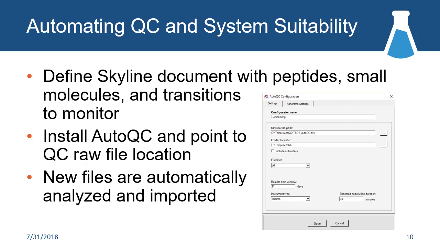Essentially, what you do is you define a Skyline document with things that you want to be monitoring in terms of peptides, small molecules, transitions, etc. You tell AutoQC where to look for newly acquired sample files rolling off the instrument, and then you just let it run in the background, and it will detect a new file coming in and analyze it, within a minute in most cases, because they tend to be pretty small. That gets imported into Panorama, and you've got new data points on your longitudinal plot.